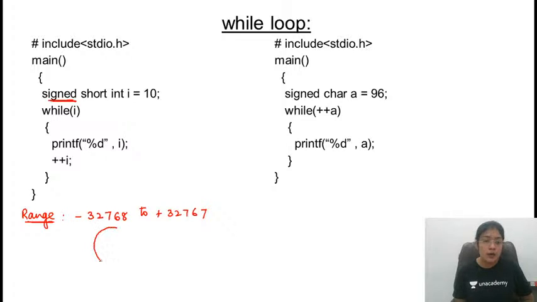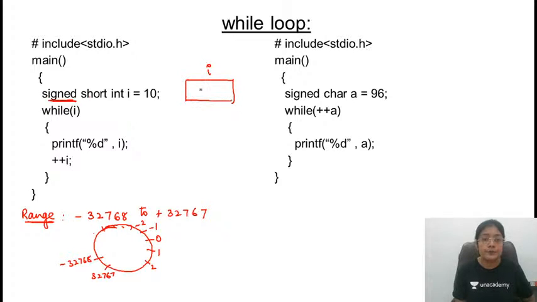Correct? So when we talk about the range, 0, 1, 2 and somewhere here you will be getting 32767, then minus 32768 and so on, and it comes to minus 2, minus 1. Here, when the value of I is initialized to 10, while 10, the value of I is non-zero, that's fine. So it is true, print the value of I, so 10 will be printed. After that the value of I is incremented, now it becomes 11. Again control goes back to the while loop. While 11, this is a non-zero value, it will be printing 11.